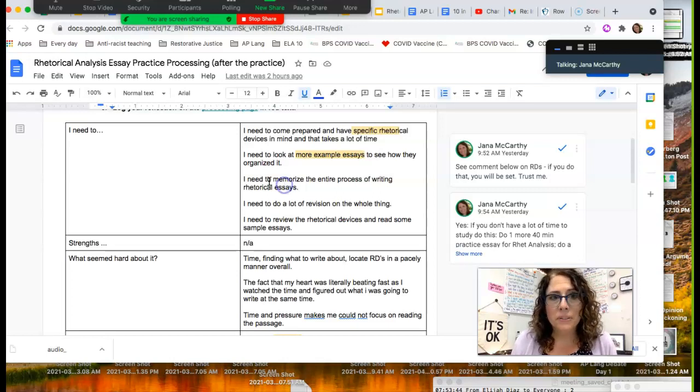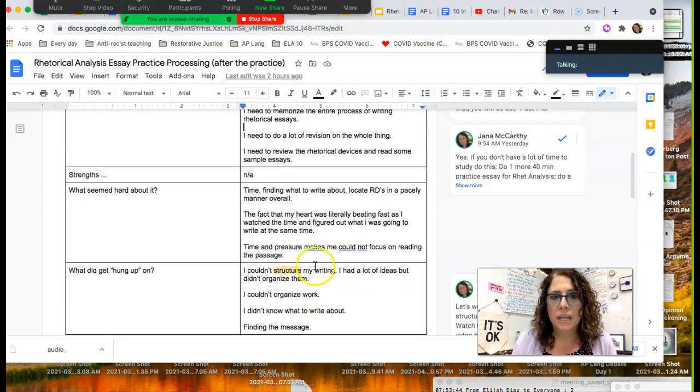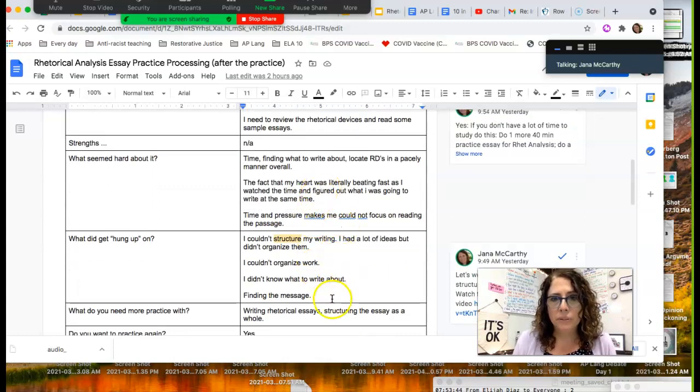And look, people are saying, here are your next steps. Make sure you filled out an "I need to." What do you need to do? Fill out 2 things you need to do and do that over the weekend. What seemed hard? Time, absolutely.